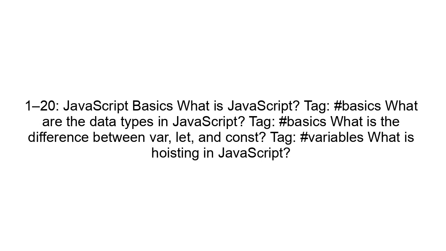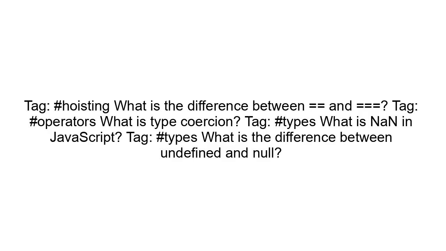1 to 20. JavaScript basics. What is JavaScript? Tag: basics. What are the data types in JavaScript? Tag: basics. What is the difference between var, let, and const? Tag: variables. What is hoisting in JavaScript? Tag: hoisting. What is the difference between double equals and triple equals? Tag: operators. What is type coercion? Tag: types. What is NaN in JavaScript? Tag: types.